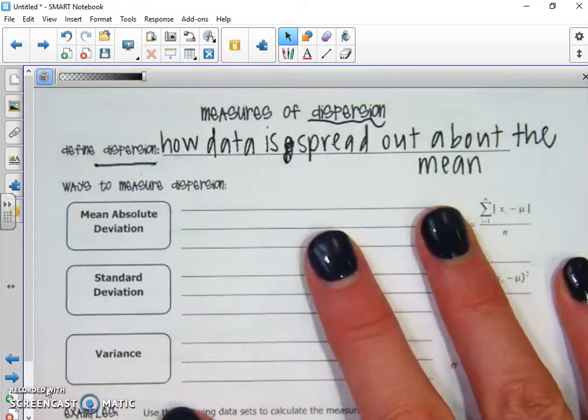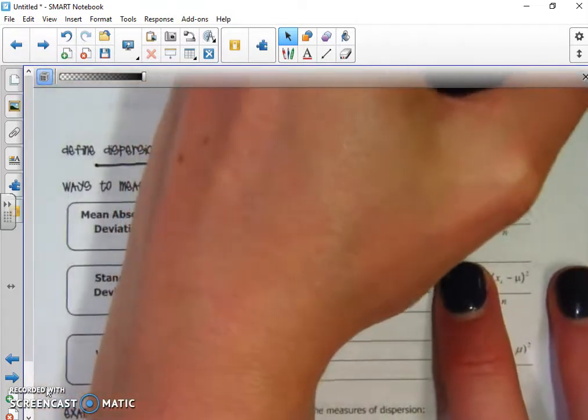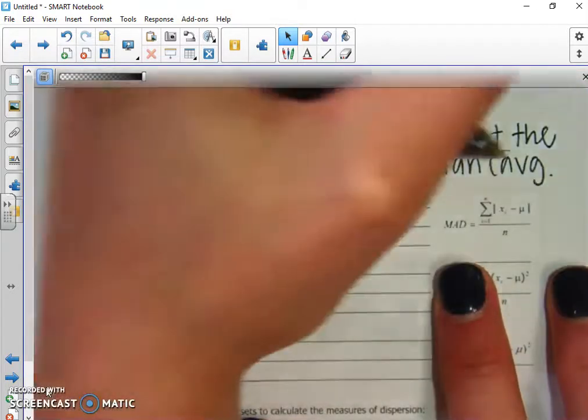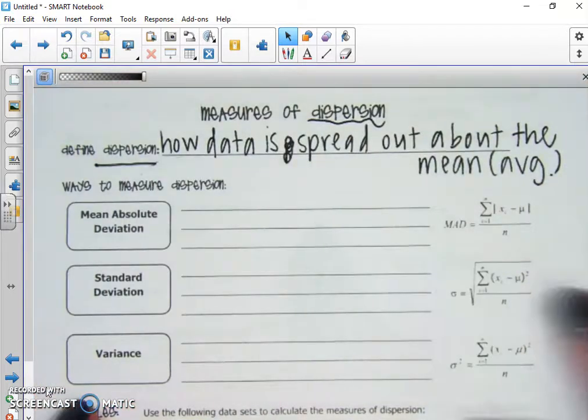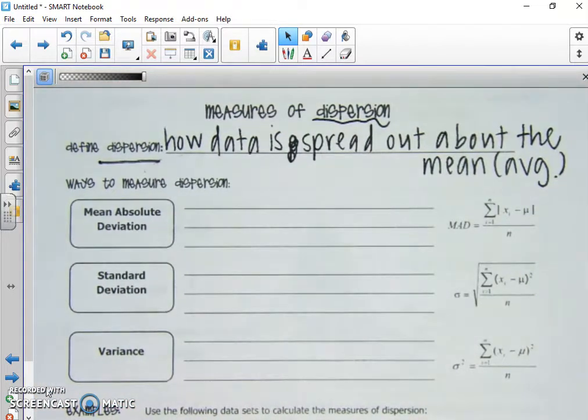And remember from class today, the mean is talking about the average value. Once we know our average value, we can look at how the rest of the data is spread out compared to that. Is it super close to the mean? Is it pretty far away from it? All over the place? So then there's a couple ways we can figure that out.